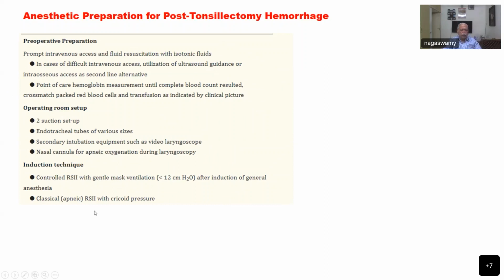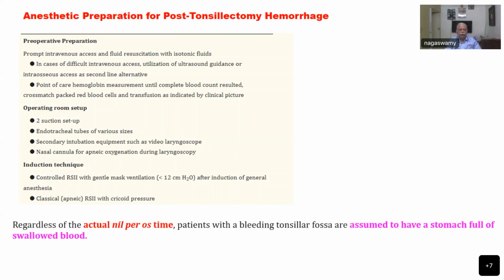Now RSI, earlier RSI was no ventilation after you paralyze the child with a relaxant. Whereas the modified or controlled RSI is a gentle mask ventilation of less than 12 centimeters after induction of general anesthesia. So this question is also commonly asked in the examination. What is the difference between classical old RSI and the modified or controlled RSI?